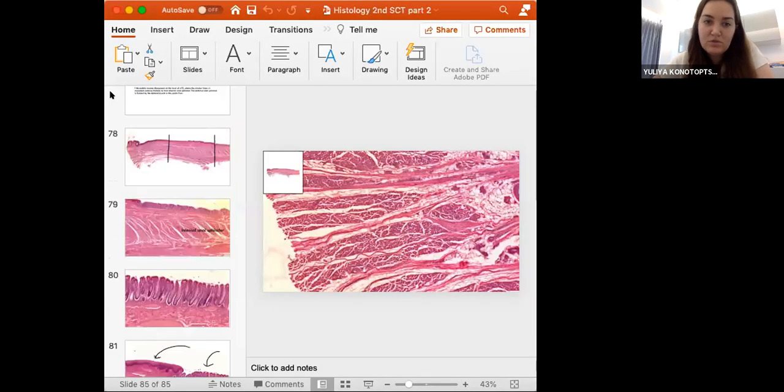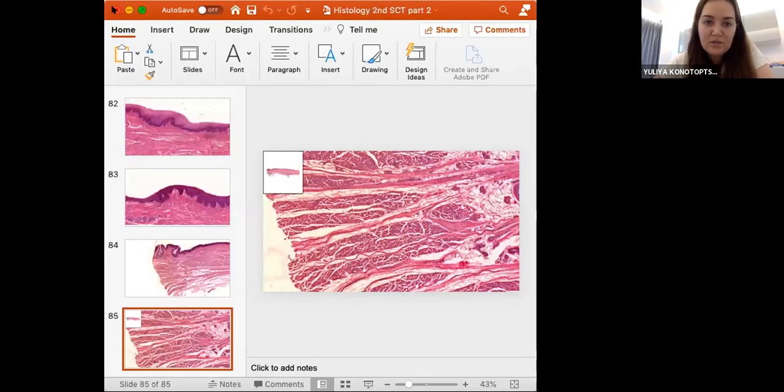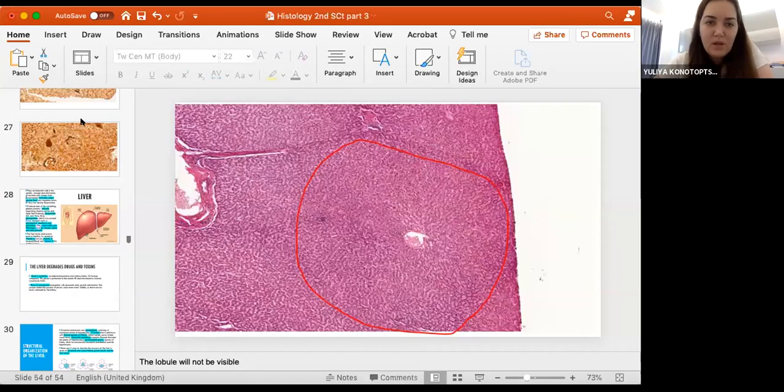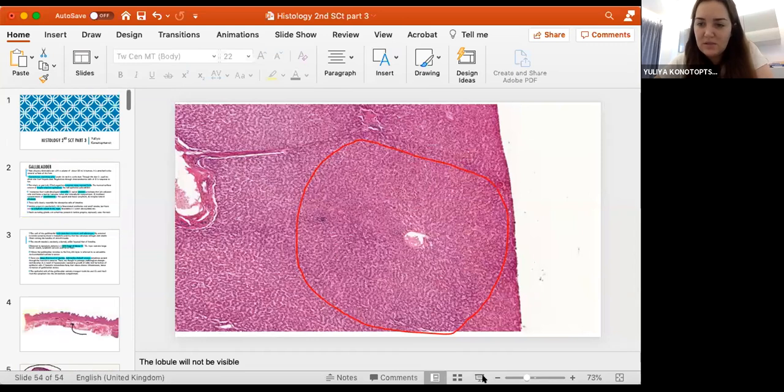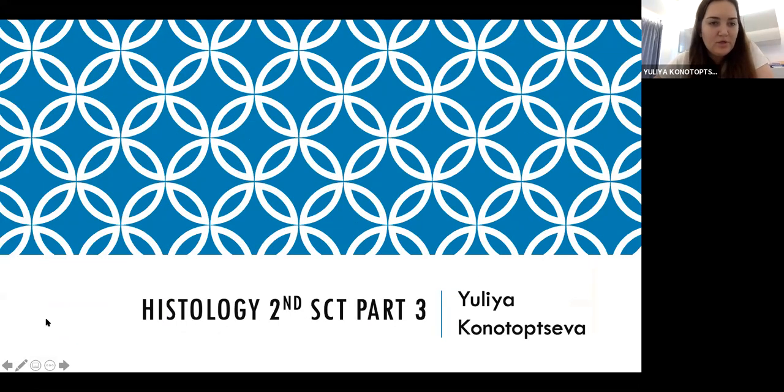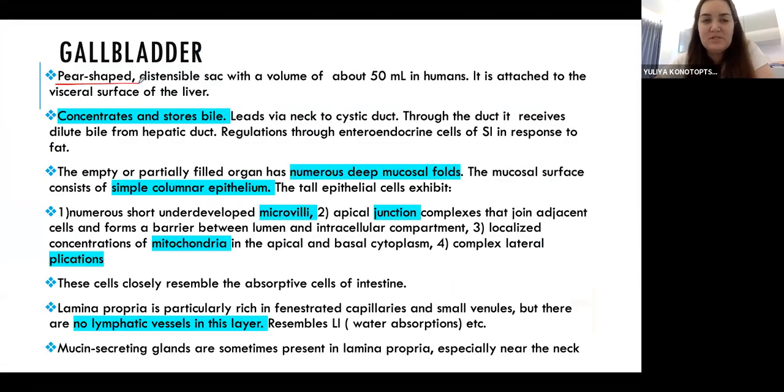Okay, so GI part is finished. Now we go for the extramural glands. So this is going to be your gallbladder, pancreas, and liver. Okay, so first gallbladder. Gallbladder is a pear-shaped distensible sac. Its job is to simply concentrate and store bile.